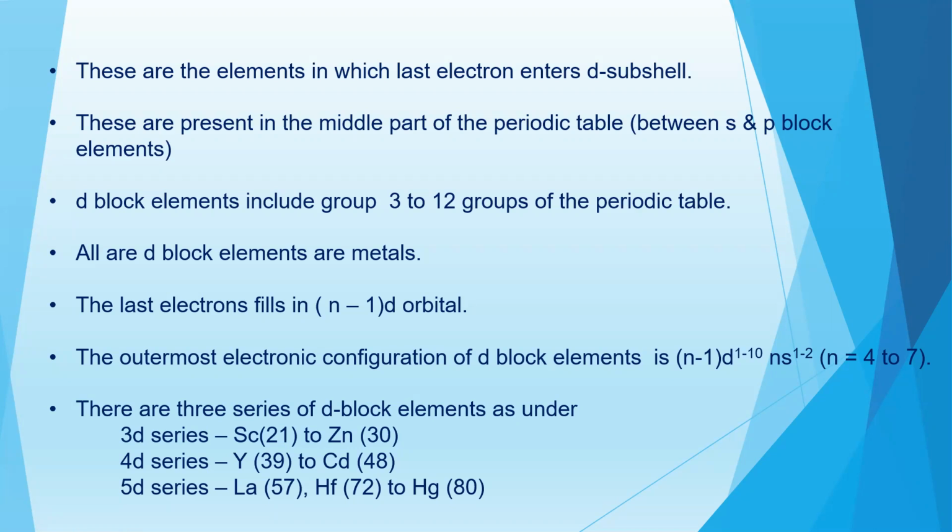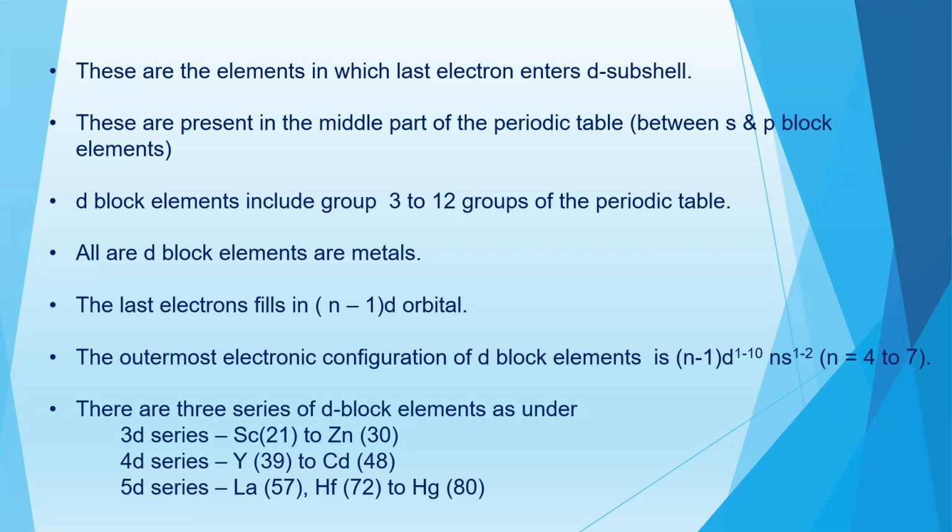The last electron fills in the (n-1) d orbital. The outermost electronic configuration of d block elements is (n-1)d 1 to 10 ns 1 to 2, where n is the principal quantum number, that is equal to 4 to 7 for d block elements.